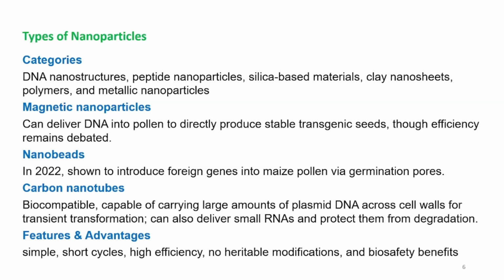Types of nanoparticles, including DNA nanostructures, carbon nanotubes, silica, polymers, and metals, possess distinct properties, enabling transient or stable transformation. In plant delivery, magnetic nanoparticles can introduce DNA into pollen to form transgenic seeds. For infections, it is debated.